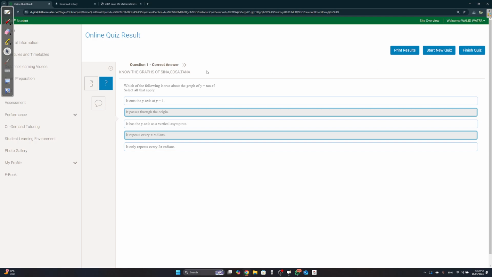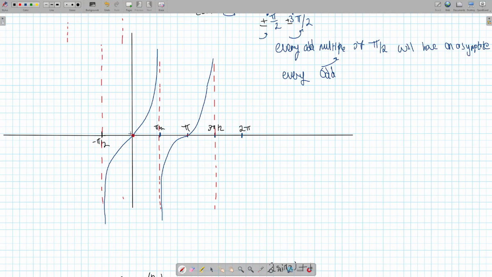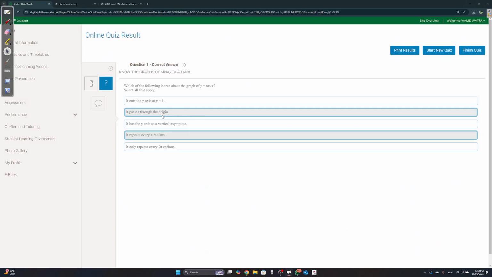Let's go. What is the graph of y equals tan x? It cuts the y-axis at y equals 1. Does it ever cut the y-axis? It cuts the y-axis, but does it cut it at a specific moment? No. We know it passes through the origin, right? 0, 0. So y doesn't go through y equals 1, it doesn't cut the y-axis at 1. It passes through the origin, obviously, we said it goes through 0, 0. Does it have the y-axis as a vertical asymptote?